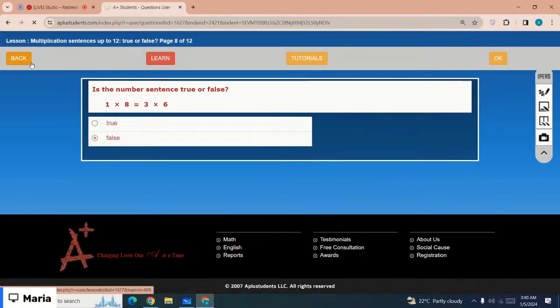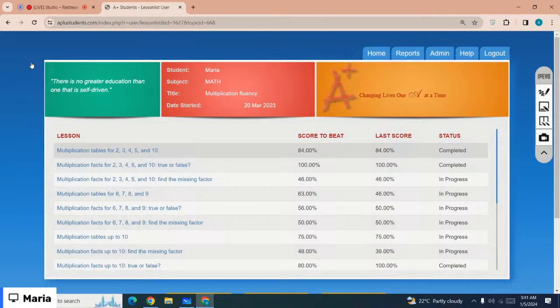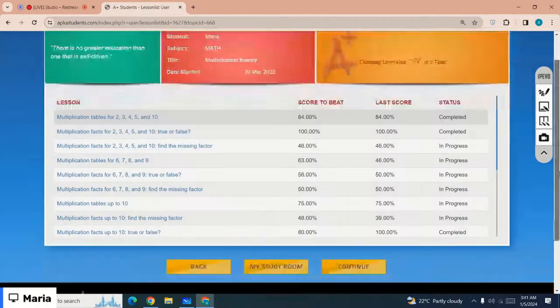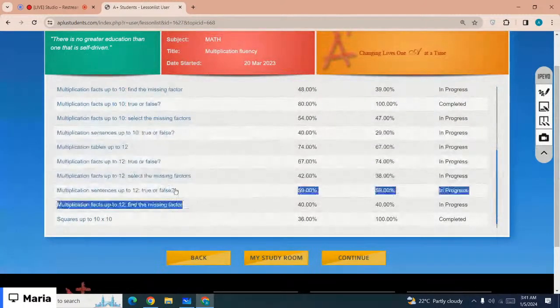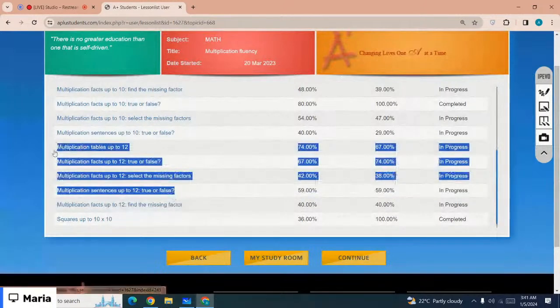So we were working on grade 3 math. The chapter we're working on is multiplication fluency, and the lessons we have covered: multiplication tables up to 12, multiplication tables up to 12 true or false, multiplication facts up to 12, select the missing factor, multiplication sentences up to 12 true or false.